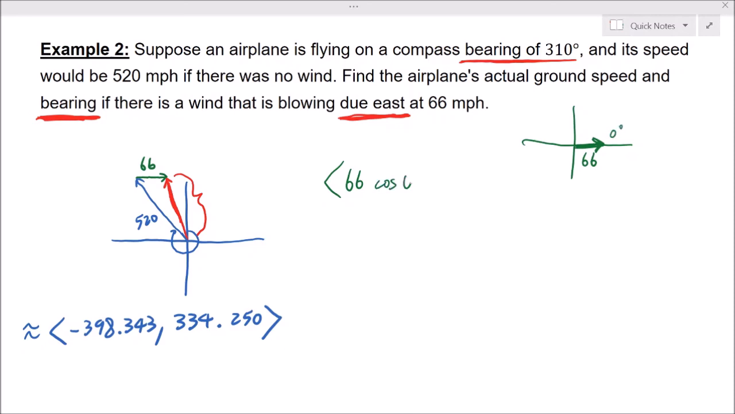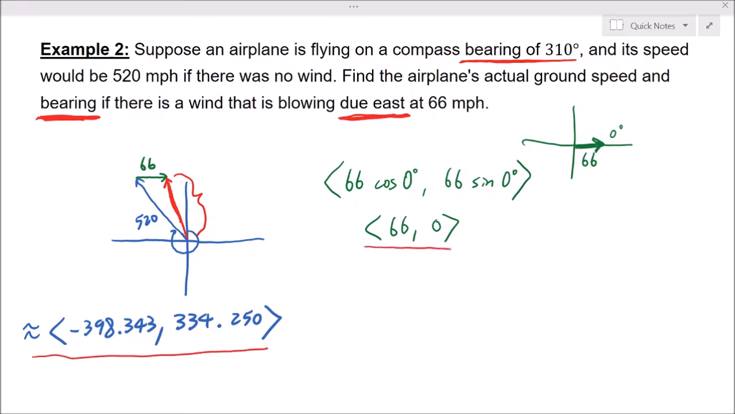So you do cosine 0 degrees, comma, 66 sine 0 degrees, and you will find that the vector is exactly 66, comma 0. That makes sense if you think about it, because this vector is totally horizontal, right? So all of it's going in the x direction, and 0 for your vertical component. It's not going up or down. So now we've got the airplane velocity in component form. We got the wind velocity in component form. So we can find the net velocity, the total velocity, by adding them, right? Because we know how to add vectors in component form.